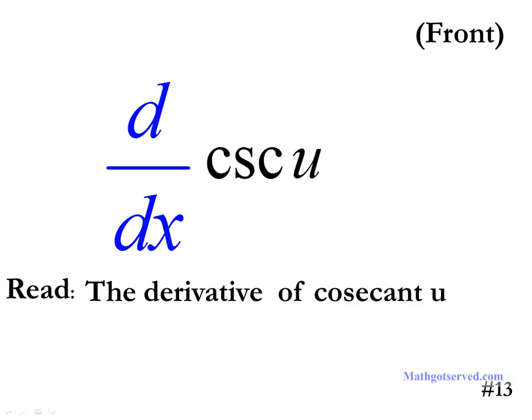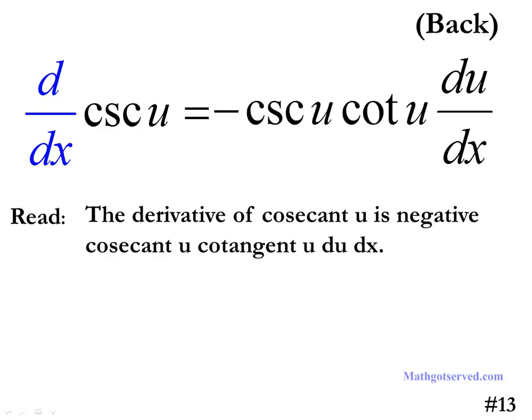Let's take a look at the next one. d/dx of cosecant u. It's read the derivative of cosecant u. The derivative of cosecant u is negative cosecant u cotangent u du/dx, where du/dx is a consequence of applying the chain rule in the differentiation of u.